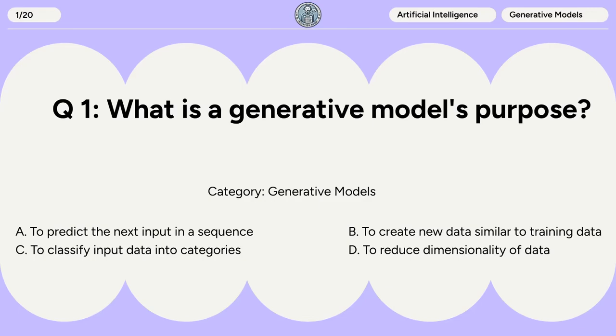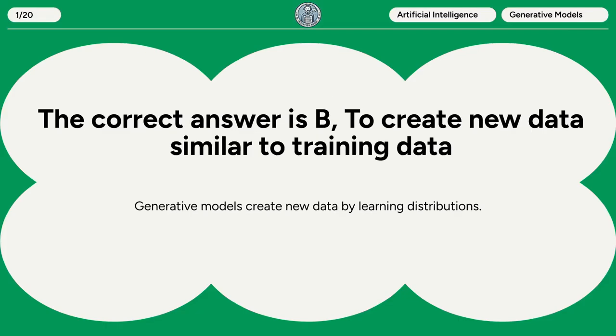Question 1. What is a generative model's purpose? A. To predict the next input in a sequence. B. To create new data similar to training data. C. To classify input data into categories. D. To reduce dimensionality of data. The correct answer is B. To create new data similar to training data. Generative models create new data by learning distributions.